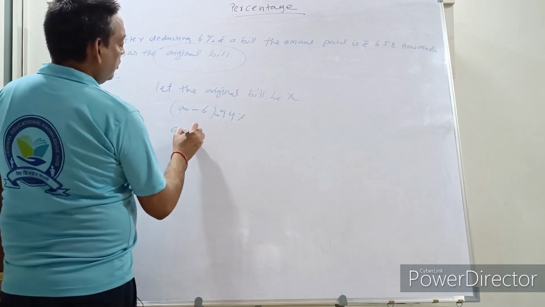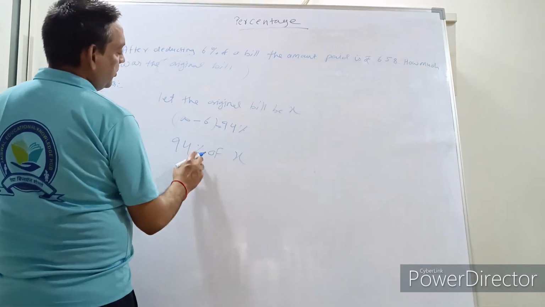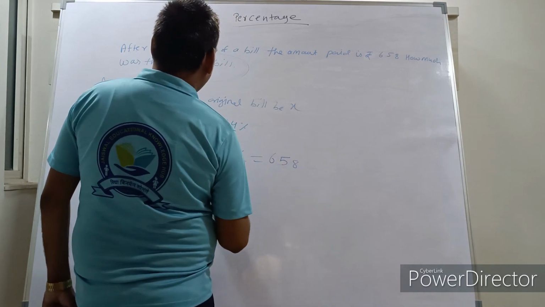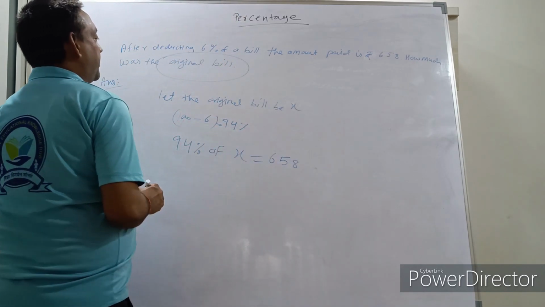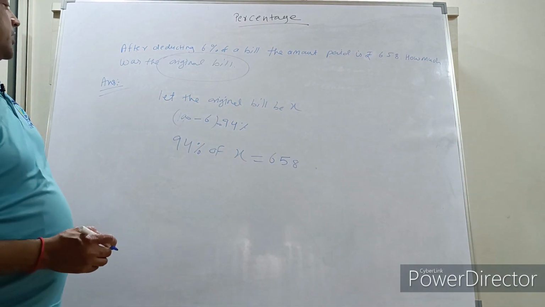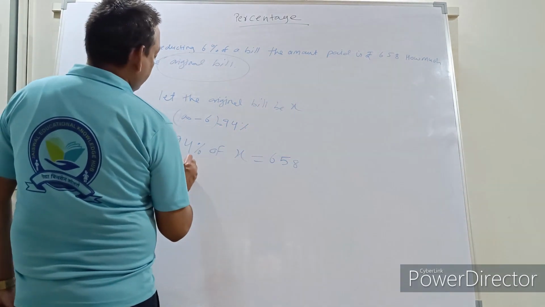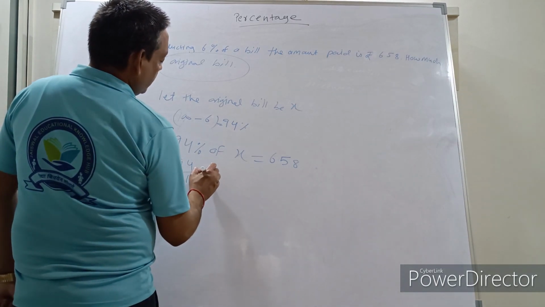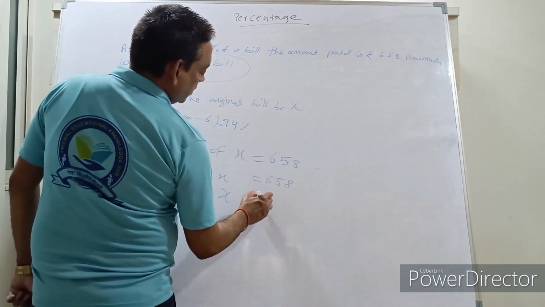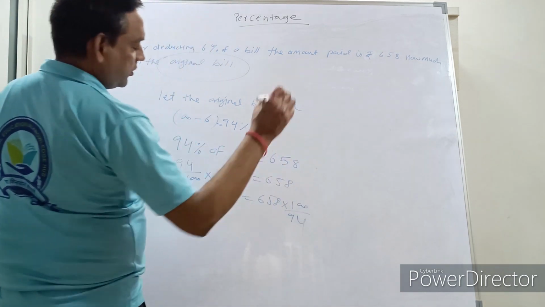So 94% of the original bill, which is X, is equal to 658. Okay, this is the main part. After deducting 6%, 100 minus 6 becomes 94%. So 94% of the original bill, which is X, is equal to 658. So 94 upon 100 into X is equal to 658. So X is equal to 658 into 100 over 94. Clear?